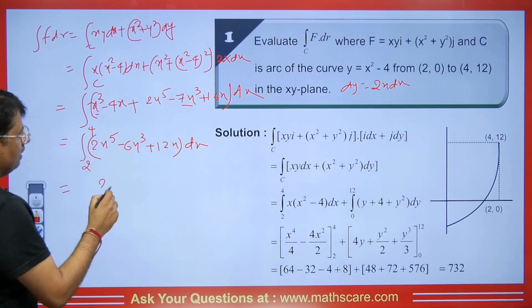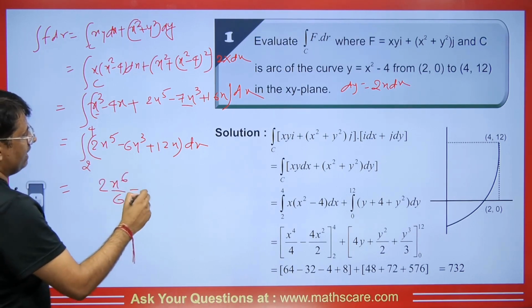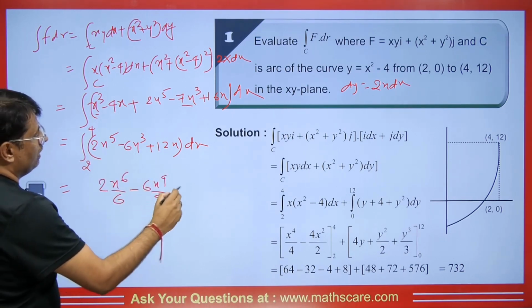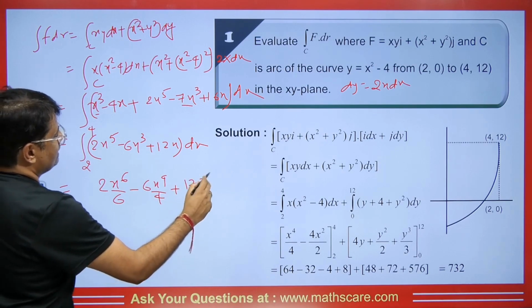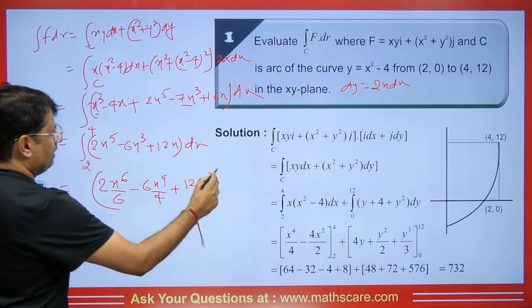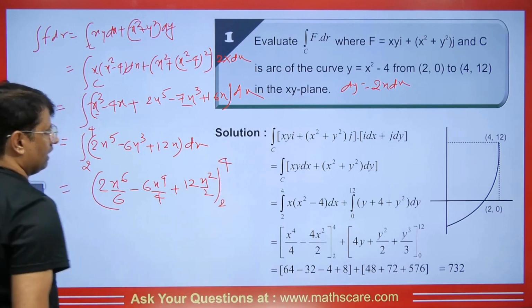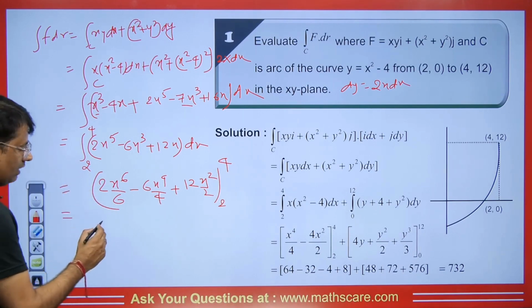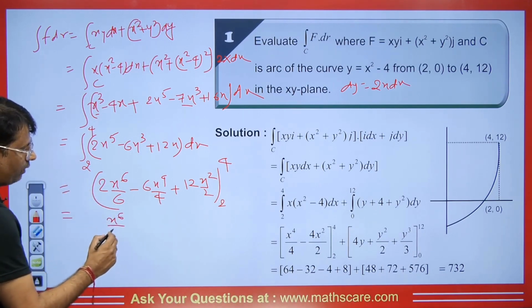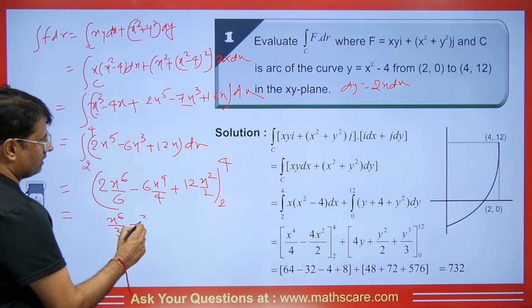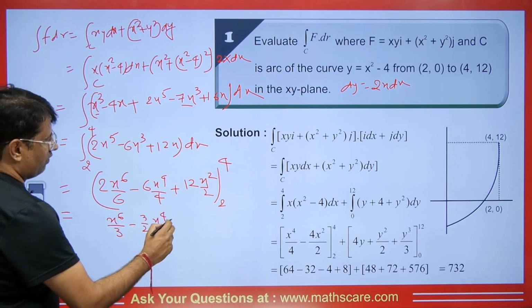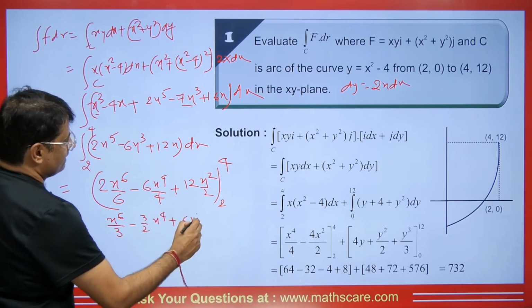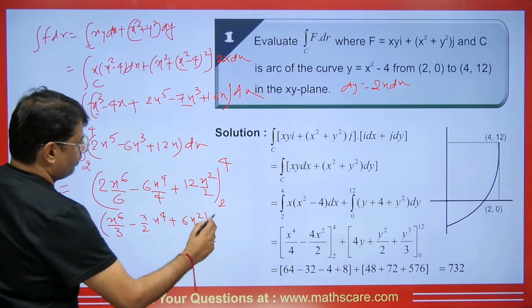We'll integrate this now. 2x power 6 upon 6 minus 6, x power 4 upon 4 plus 12, and students, this will be x square by 2, right? And then we'll put limit from 2 to 4. Clear? Let's simplify this now. I will simplify this a bit. If we look here, then dividing 6 by 2, this will be 3. We will write in this x to the power 6 upon 3 minus, this will be 3 by 2 x to the power 4 plus, then we will get 6x square, and limit from 2 to 4.